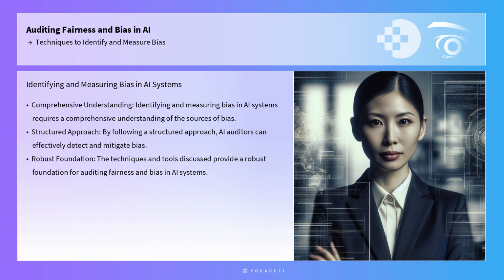In conclusion, identifying and measuring bias in AI systems requires a comprehensive understanding of the sources of bias, the application of both qualitative and quantitative methods, and the use of practical tools and frameworks. By following a structured approach, AI auditors can effectively detect and mitigate bias, promoting fair and ethical AI practices. The techniques and tools discussed in this lesson provide a robust foundation for professionals seeking to enhance their proficiency in auditing fairness and bias in AI systems, contributing to the development of more equitable and responsible AI technologies.